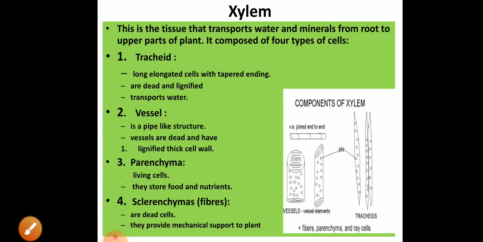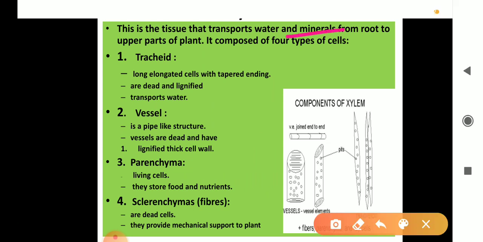Next is xylem. This is a tissue that transports water and minerals, and it is also composed of four types of cells. First are called tracheids, vessels, parenchyma, and sclerenchyma. These two are the same, and their function is also the same. They are living and store food, and sclerenchyma cells are dead and provide mechanical strength.